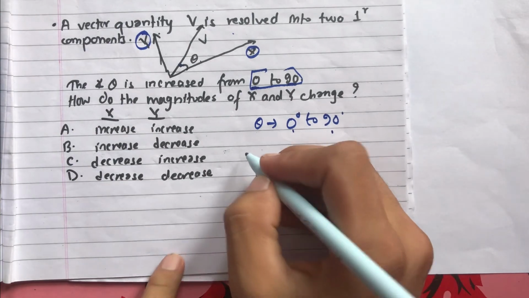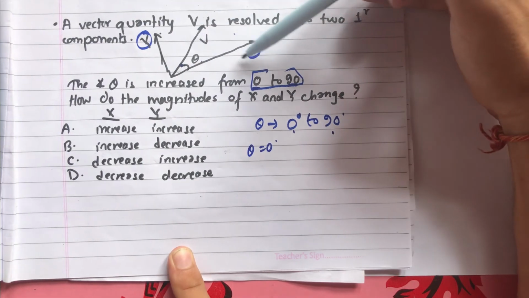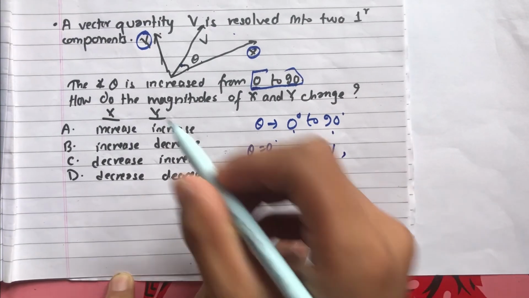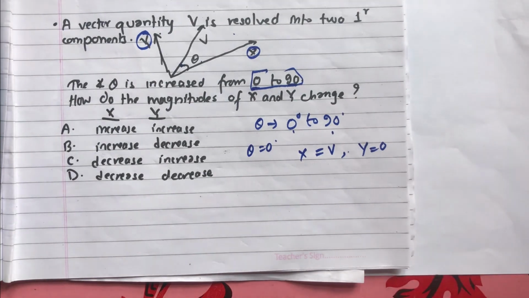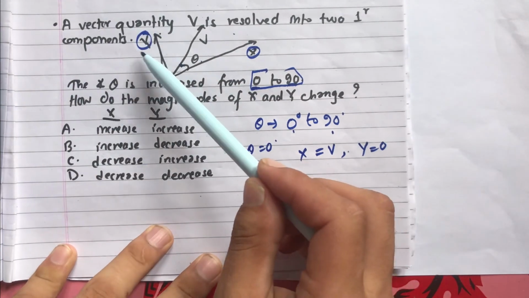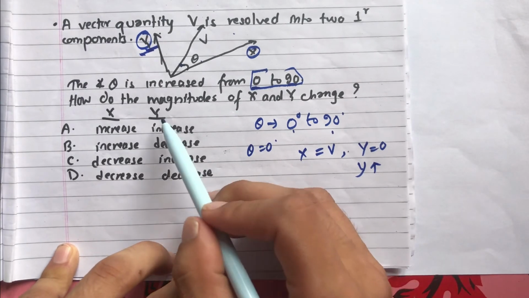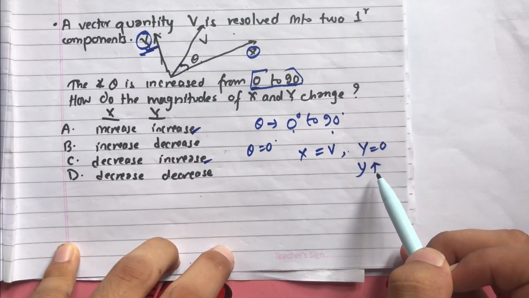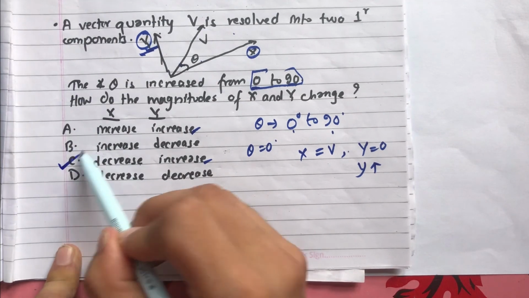So let's think about the case when theta is 0. When theta is 0, this vector v would be in x direction. So our x will be completely v. And in this case, the component y would be 0 because a vector in x direction has no component in y direction. As theta is increased, the vector quantity v has a component in y direction. So basically, the component of y starts to increase, right? So if the component of y starts to increase, the magnitude of the x component must decrease, right? So C is our answer.